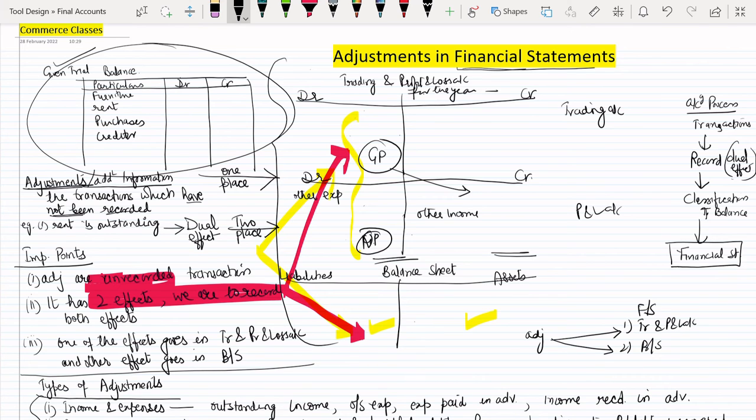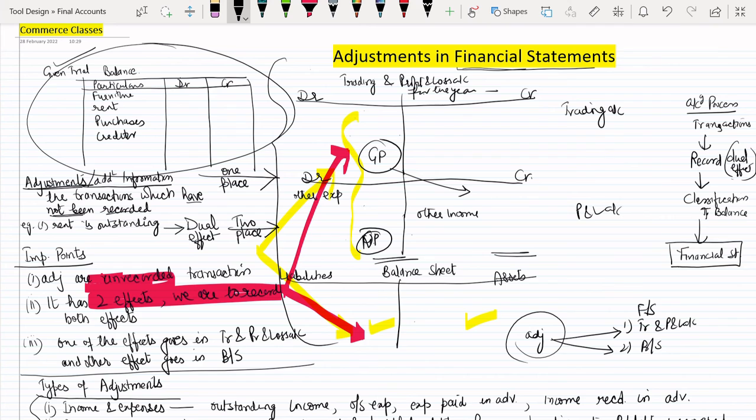And the reasoning is that this is unrecorded. Adjustment itself means unrecorded transaction. Now someone may wonder why we have unrecorded transactions, because as a rule we record everything. The reason can be many. When you look into the adjustments, you yourself will understand the reason. I'll just explain one thing.